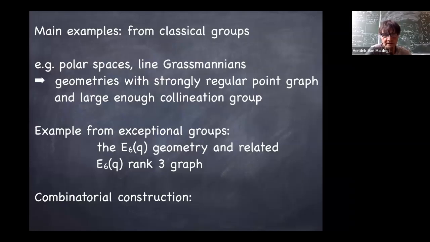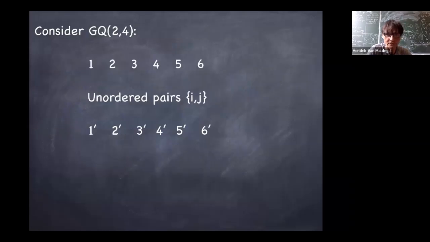Because these exceptional geometries tend to have larger diameters, it's only in the smallest case, let's say, of type E6 that one has a rank 3 graph. And it's a very interesting rank 3 graph. And I want to give you a combinatorial construction of that, which is not so well known. And it goes as follows. So it's a combinatorial construction, so you need combinatorial geometry.